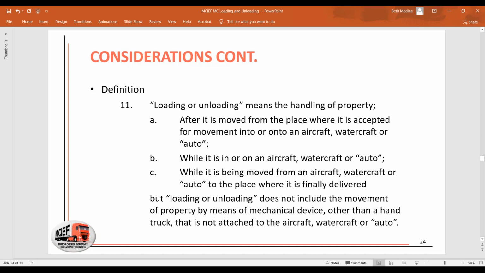But loading and unloading does not include the movement of property by means of a mechanical device other than a hand truck that's not attached to the aircraft, watercraft, or auto. So that gets back to exclusion 8, which has the same wording here. We exclude it in the auto policy, but in this policy it says loading and unloading does not exclude those items.